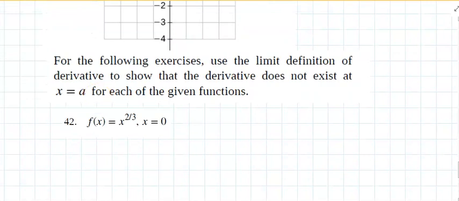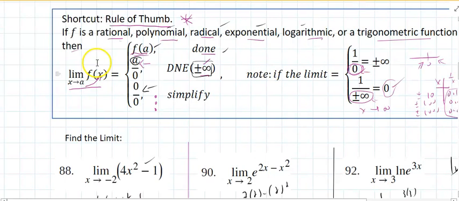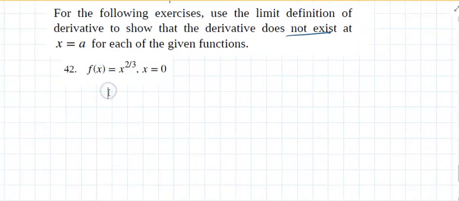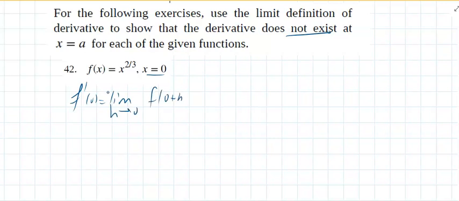For the following exercise, use the limit definition to show that the limit does not exist. Okay, remember the shortcut for a limit that we talked about? Remember when we did limit laws right there, the shortcut? So we're going to apply that right here. Let's see. This is a radical function. If I want to find, and you could use either definition, I'm going to stick with f prime at 0, which is the limit as h approaches 0 of f of 0 plus h minus f of 0 over h.